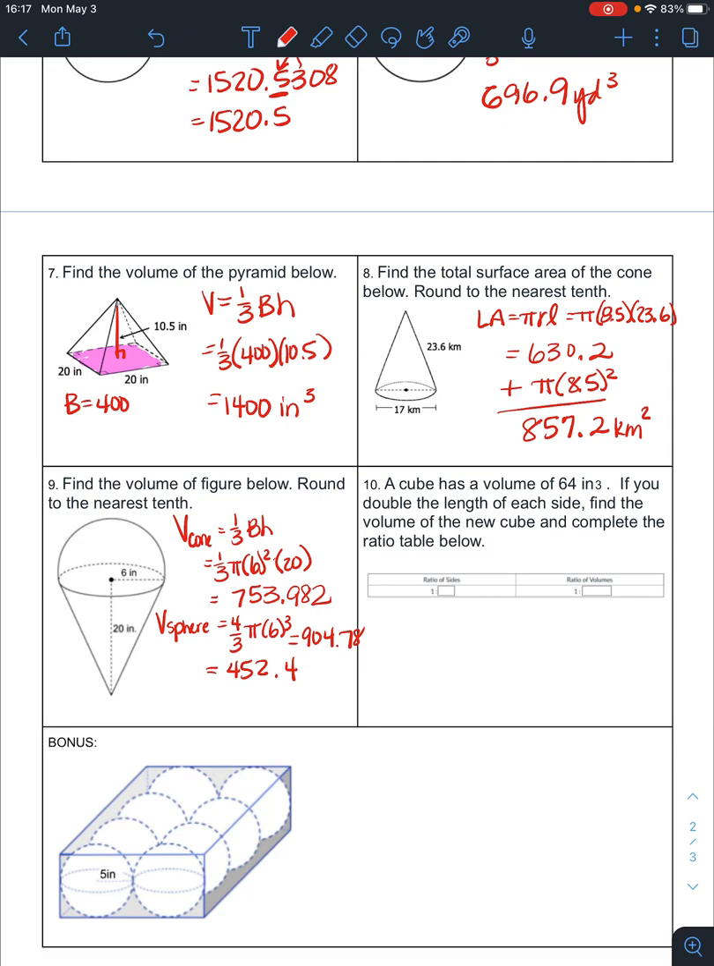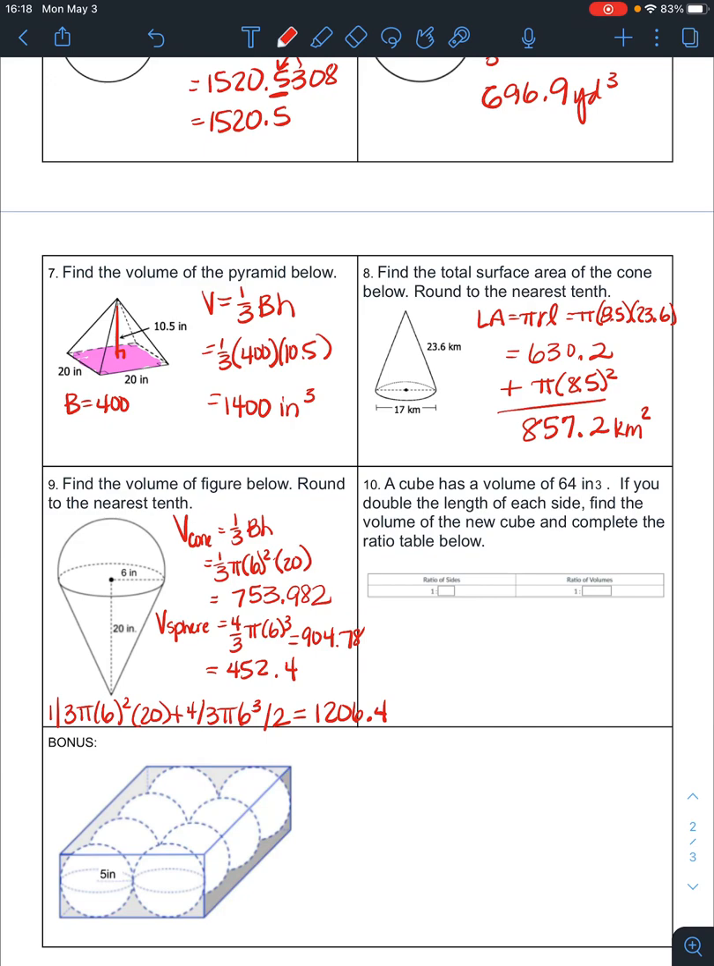See, where you have to be careful here is wanting to add the cone and the sphere together and then divide by 2 at the end. You don't want to do that. But you could type it all in at one time: 1 divided by 3 pi r squared times 20 plus 4 divided by 3 pi r cubed divided by 2. You could type it in like that, and it will handle it. And so then you can take that 753.982, and you can add that 452.38, and you get 1206.37, which would round to 1206.4.